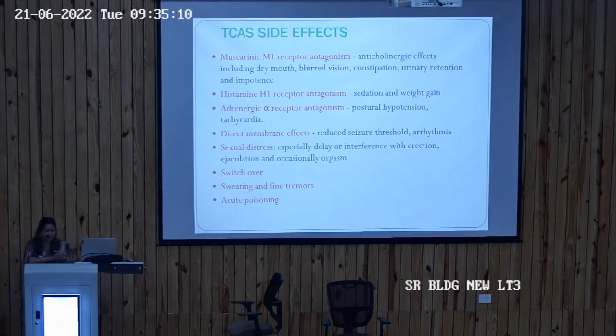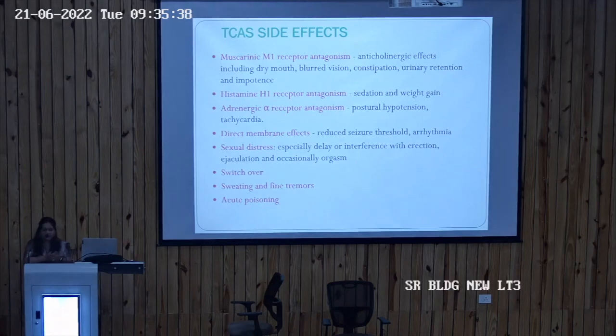Direct membrane effect is because of this sodium channels they block directly. It may cause arrhythmia. It may reduce the seizure threshold too. Then there is a sexual distress. Switchover can occur in patients of bipolar disorder, may go for mania if you are continuing with antidepressant alone. Sweating and fine tremors can occur because of increased serotonergic activity.